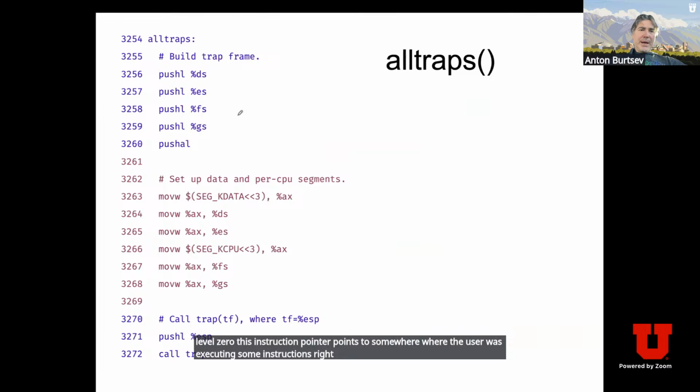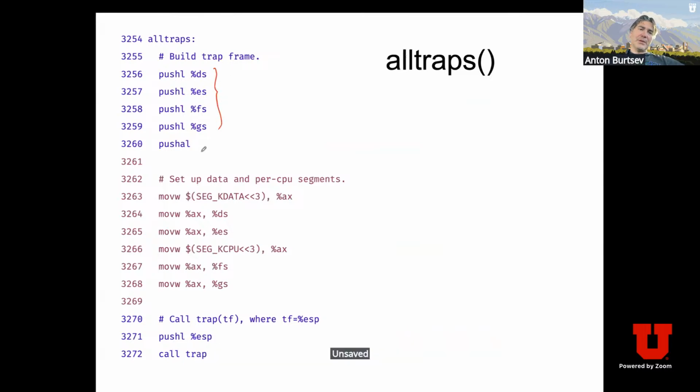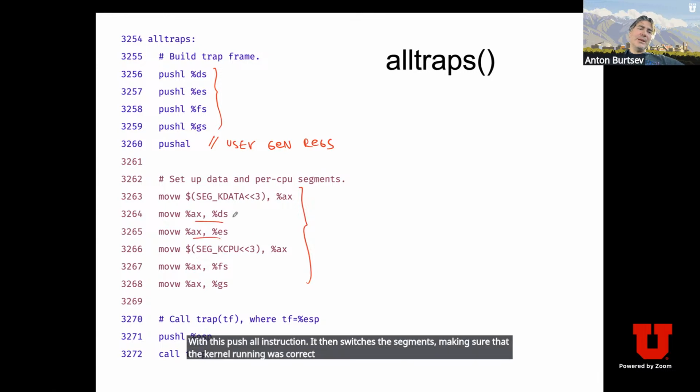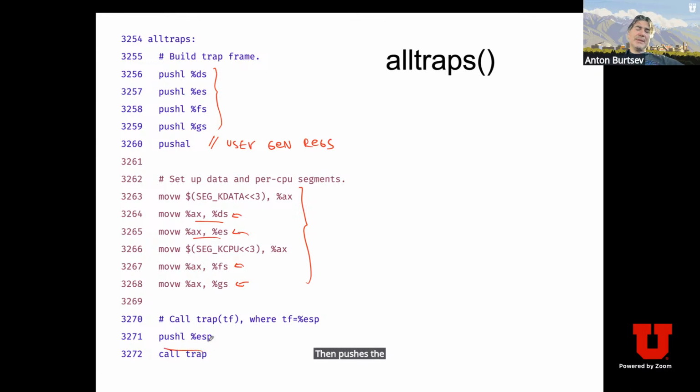Then alltraps starts saving all unsaved registers, like segment registers here, all user general registers with this pushal instruction. It then switches the segments, making sure that the kernel is running with correct privileges in the DS, ES, FS, and GS segments. Then it pushes the argument to trap on the stack. It's a trap frame which is formed on the stack.